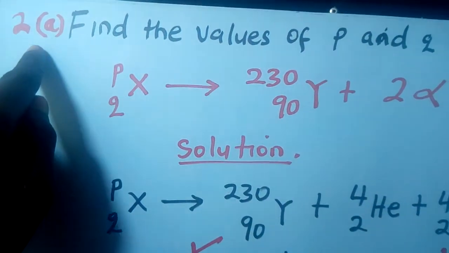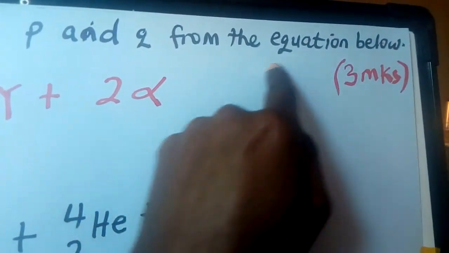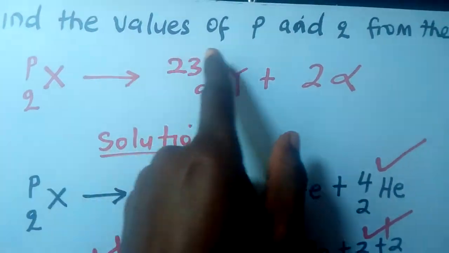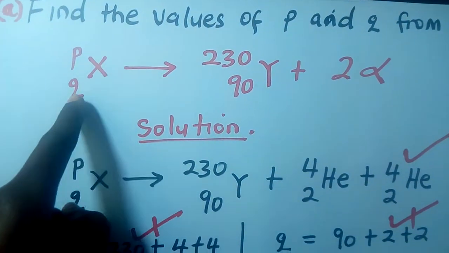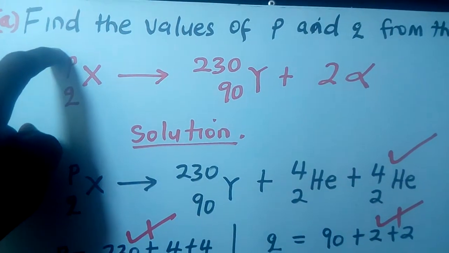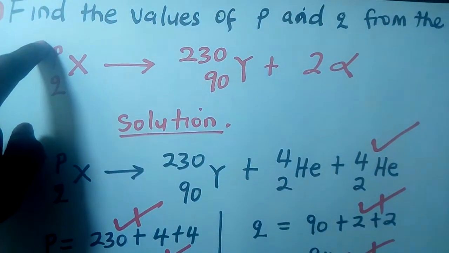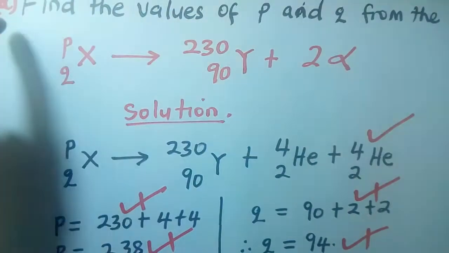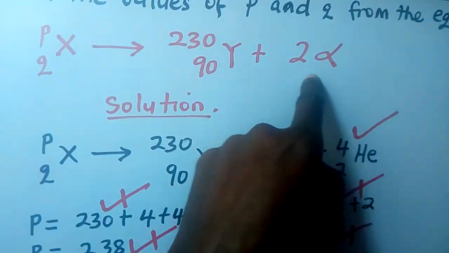Question 2a says, find the values of P and Q from the equation below. 3 marks. So the values of P and Q, where P is here, Q is here. And remember, this is the parent. Q represents atomic number and P represents the mass number. So that's what the examiner is interested in. Now, for us to get this mass number, we should know all the mass numbers. And even for us to get this atomic number, we should also know all the atomic numbers.